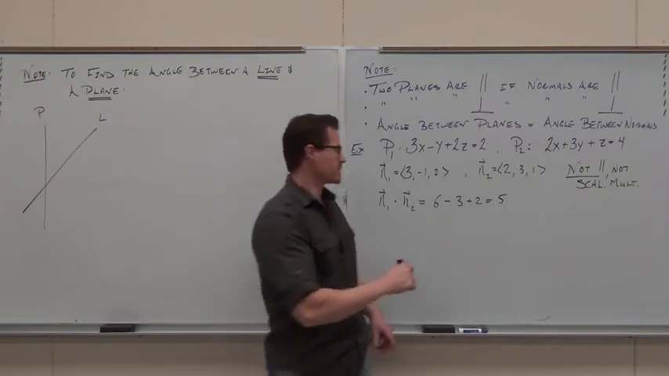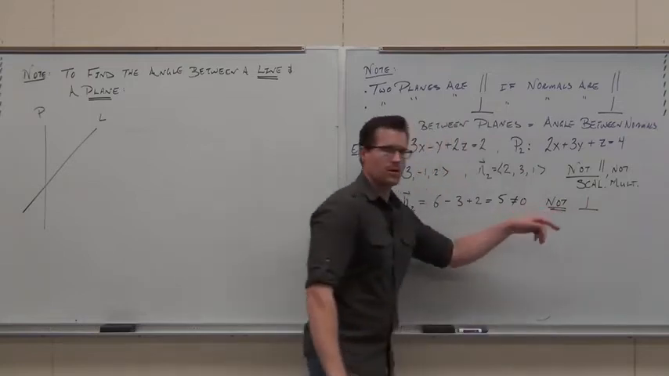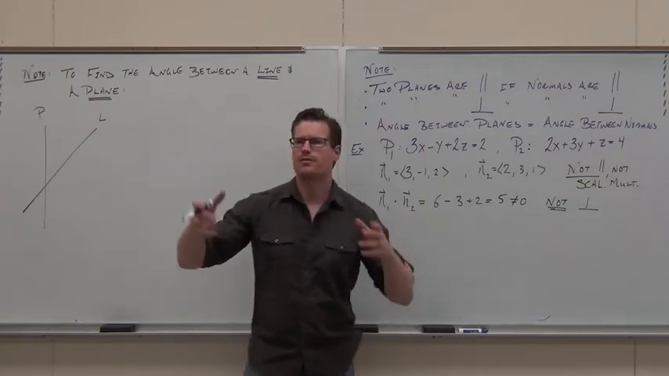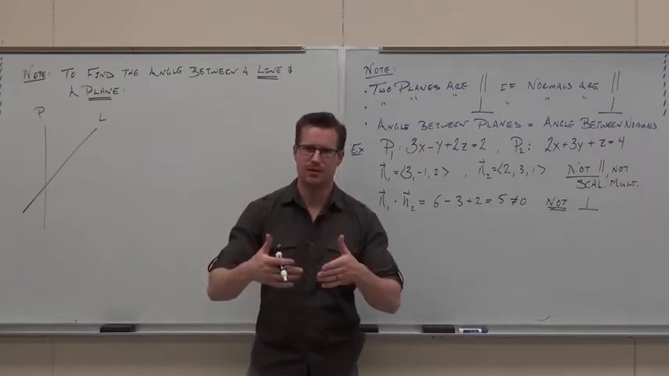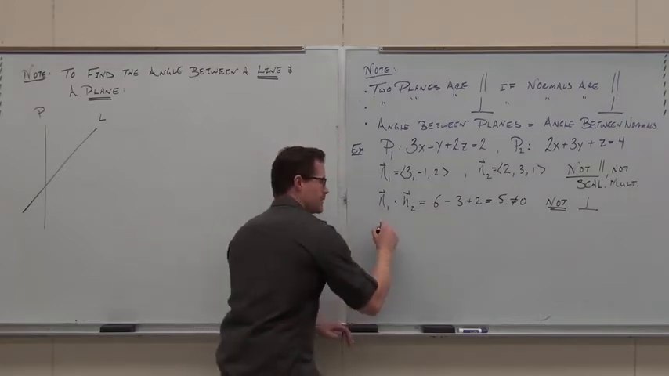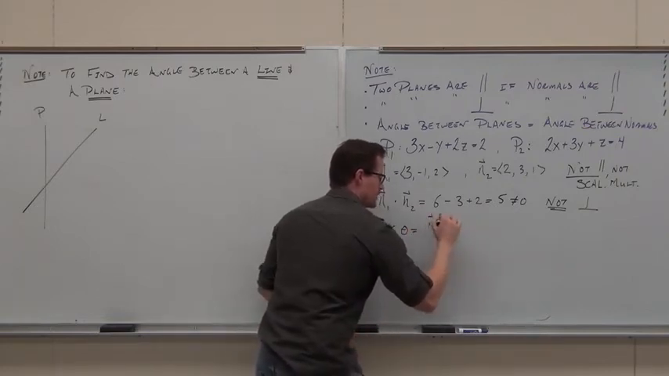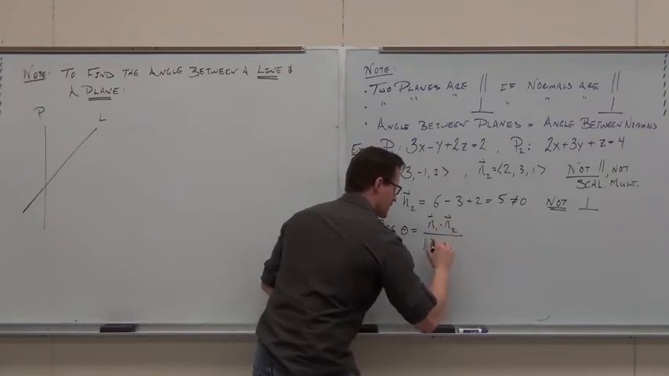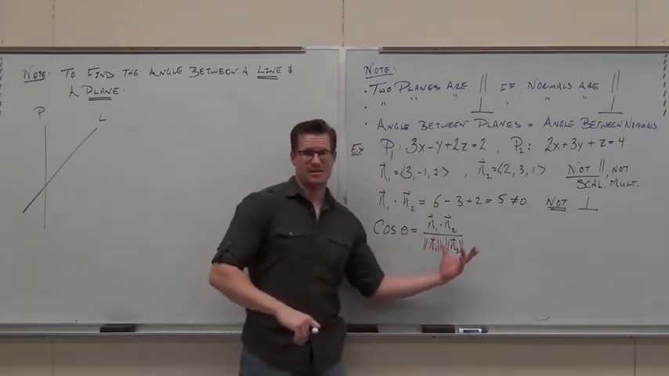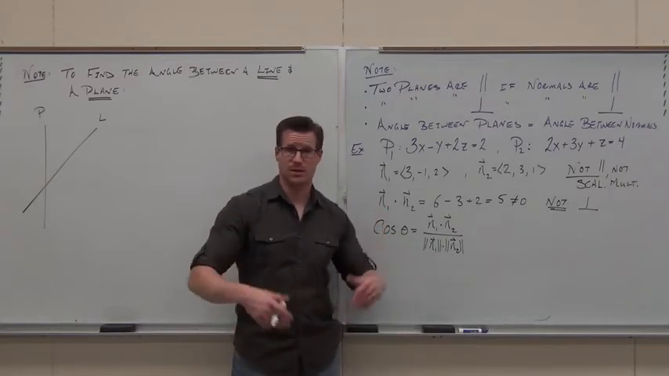It's important. Here's why it's important. Not zero, not perpendicular. But on the test, on your homework, in real life, you go, okay, if they're not parallel and they're not perpendicular, what's the angle between them? Can you figure it out? Recall that the cosine of the angle is the dot product divided by the magnitudes. Does it make sense what I'm talking about? You've seen it before, a long, long time ago.